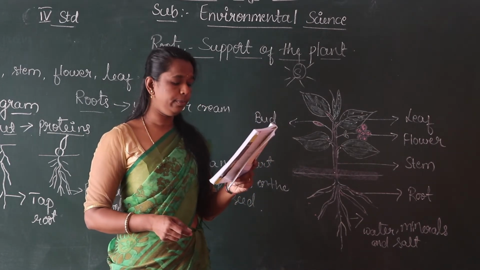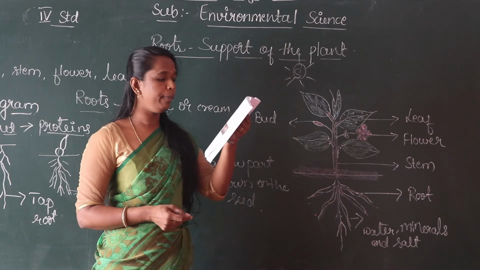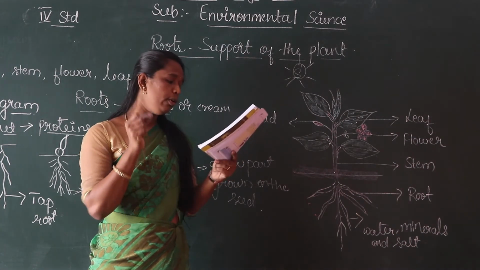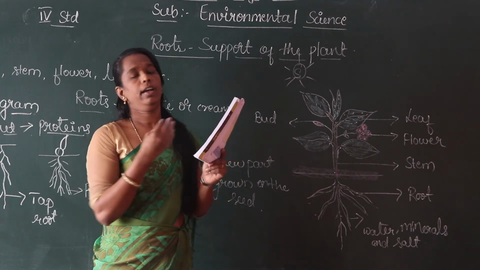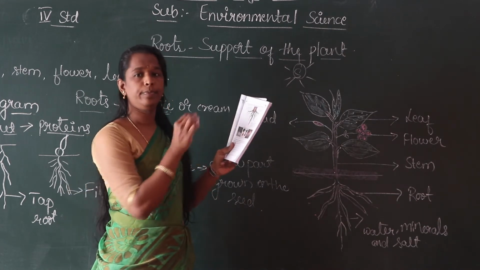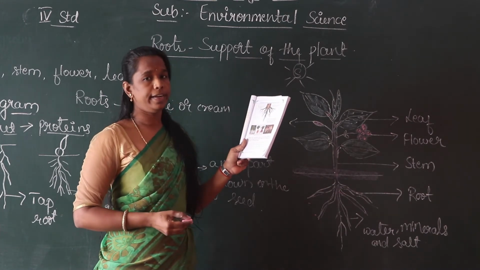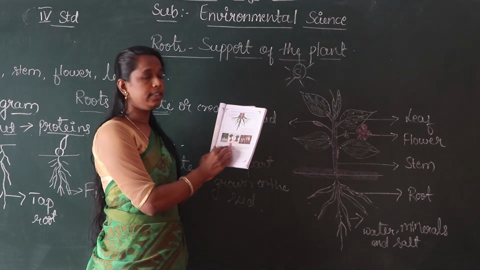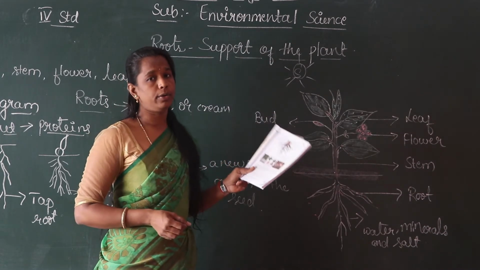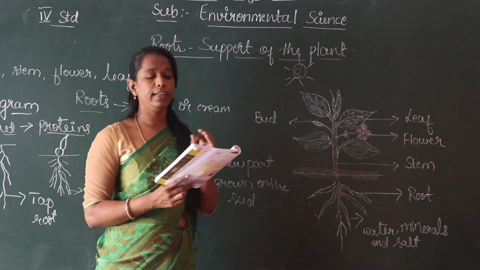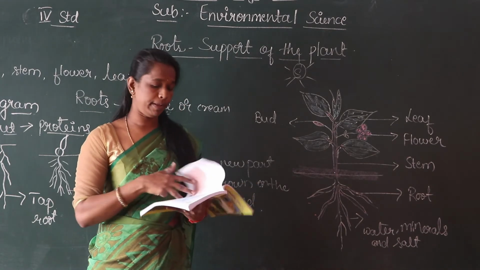In page number 32, here they have given some exercises. Name the vegetables given in the above pictures. Do you use them in your home? You all use these vegetables in your home. So write the names of these vegetables. First one, radish. Second one, carrot. Third one, beetroot. Fourth one, sweet potato. Okay, children? Write the names of the vegetables using your pencil.